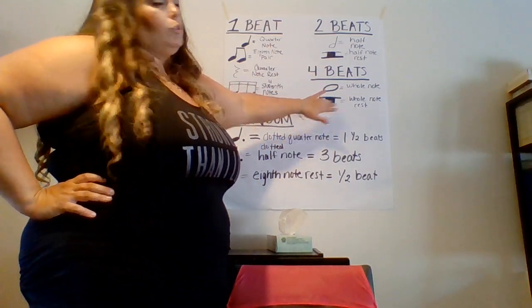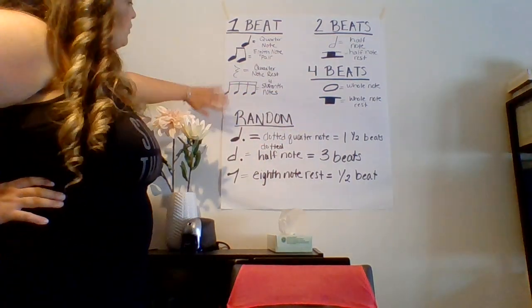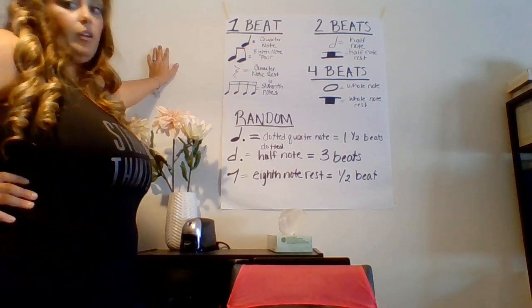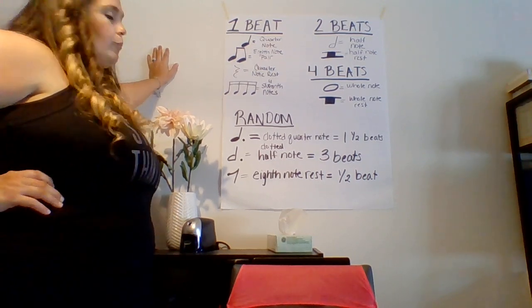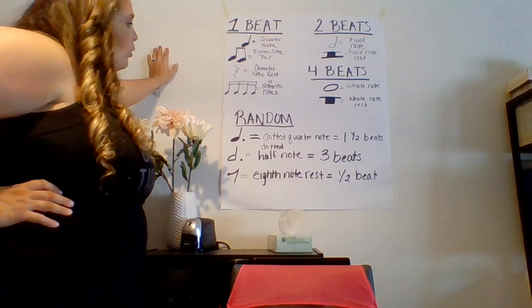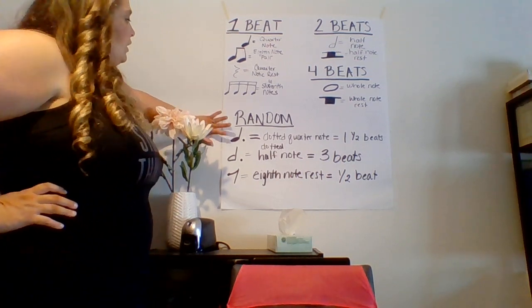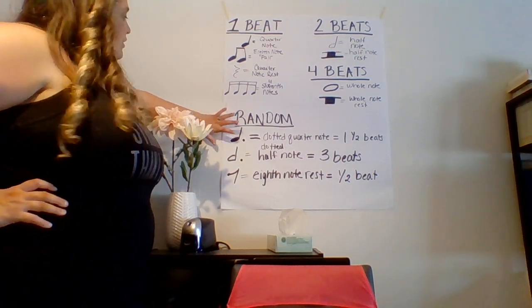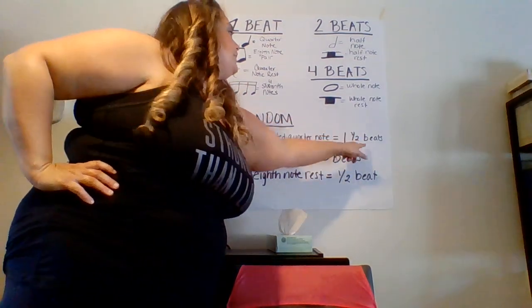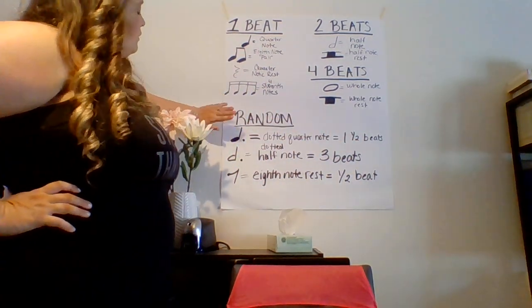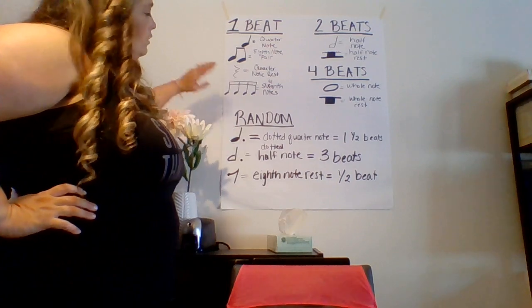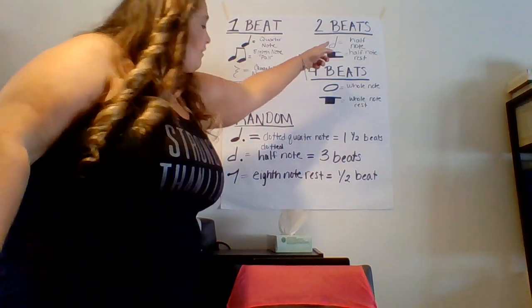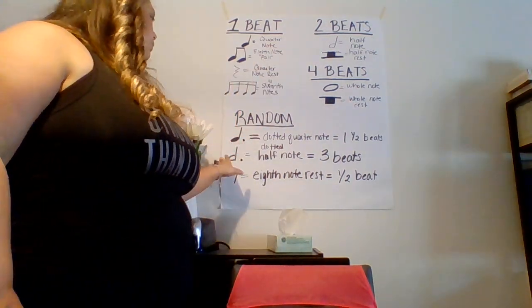Good. And then these random ones, where there's not more than one of these that you have learned. We have the dotted quarter note. It looks like this. It's a quarter note with a dot next to it. It's worth 1.5 beats. Sounds like this. Do. Okay, it's not as long as a half note, but it's not as short as a quarter note.